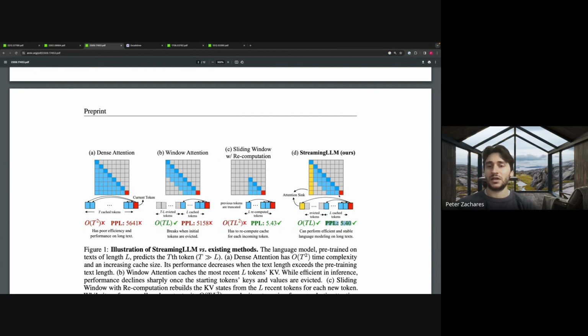And the key insight of this paper is that, I'll say for now, but I'm hoping to give you an explanation later, for some strange reason, it's really important that the model always has access to the first couple tokens in the sequence.